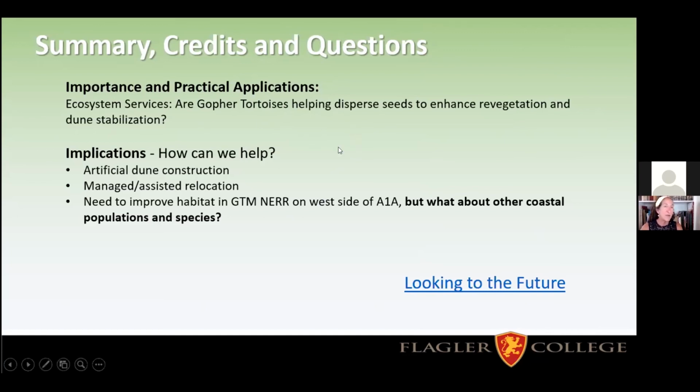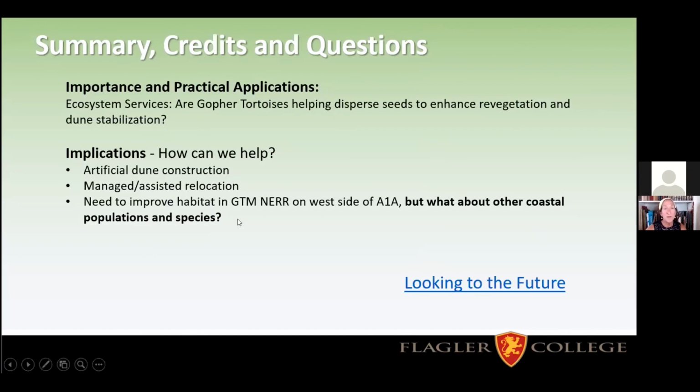So how can we help them? Possibly temporarily, we can continue to do artificial dune construction, like you'll see out in Vilano Beach, and it's moving up in South Ponte Vedra and Ponte Vedra Beach probably. You've seen it on St. Augustine Beach. That's a temporary solution, especially in the face of increasing rates of sea level rise.